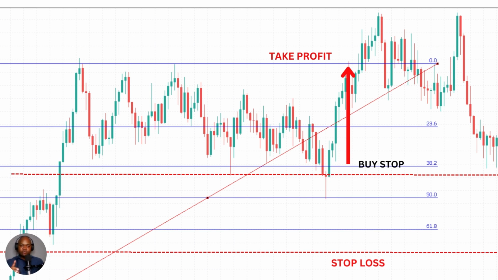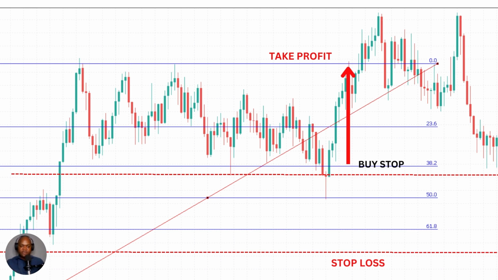So the market will make a pullback, and these levels act like strong support and resistance. So basically, this is what you're doing. You're waiting for the end of the pullback, because you don't know when this pullback is going to end.